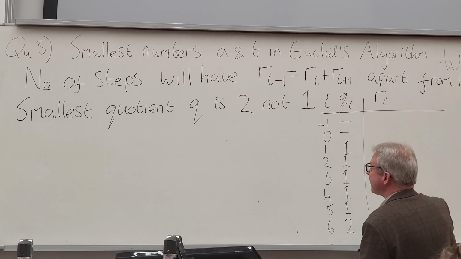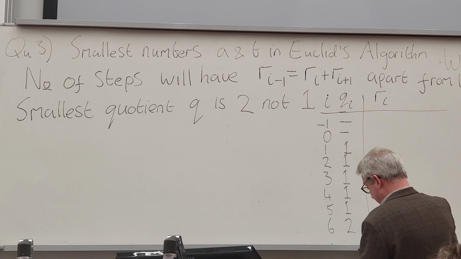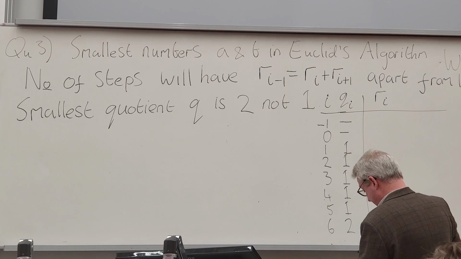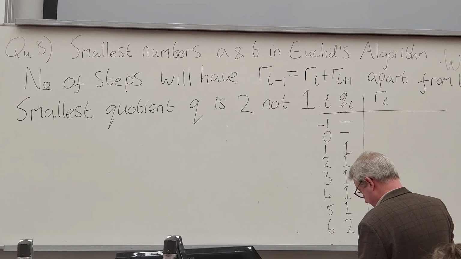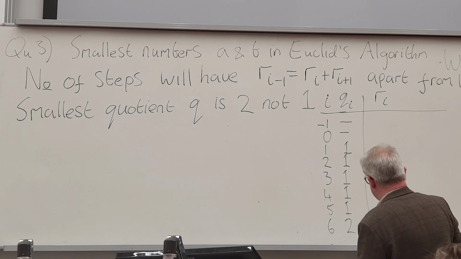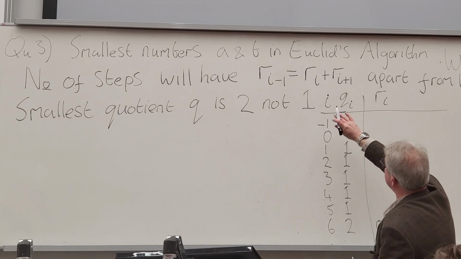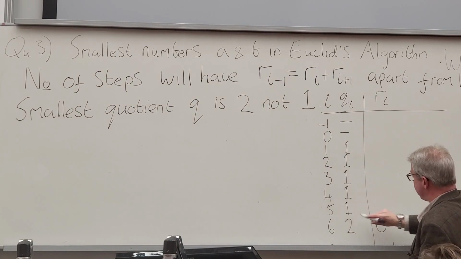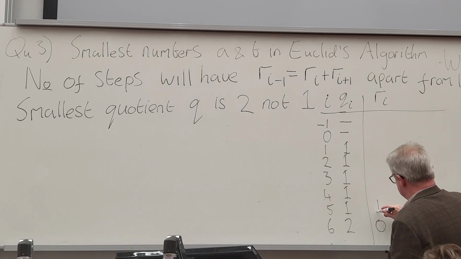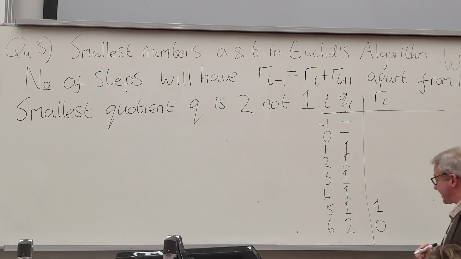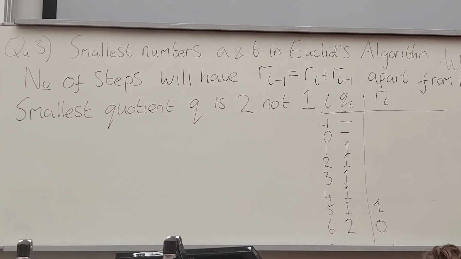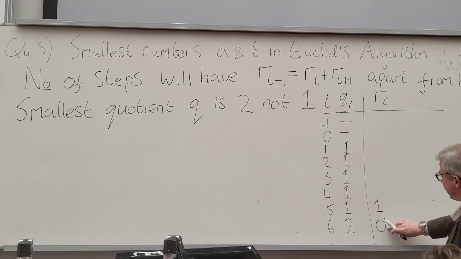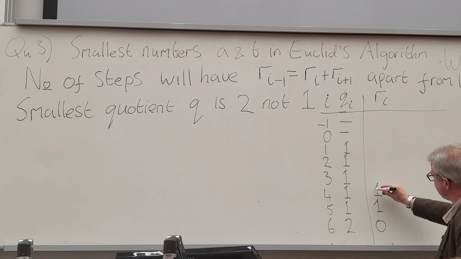So R(i-1) equals R(i) plus R(i+1), apart from the last step, when the smallest quotient is 2, not 1.